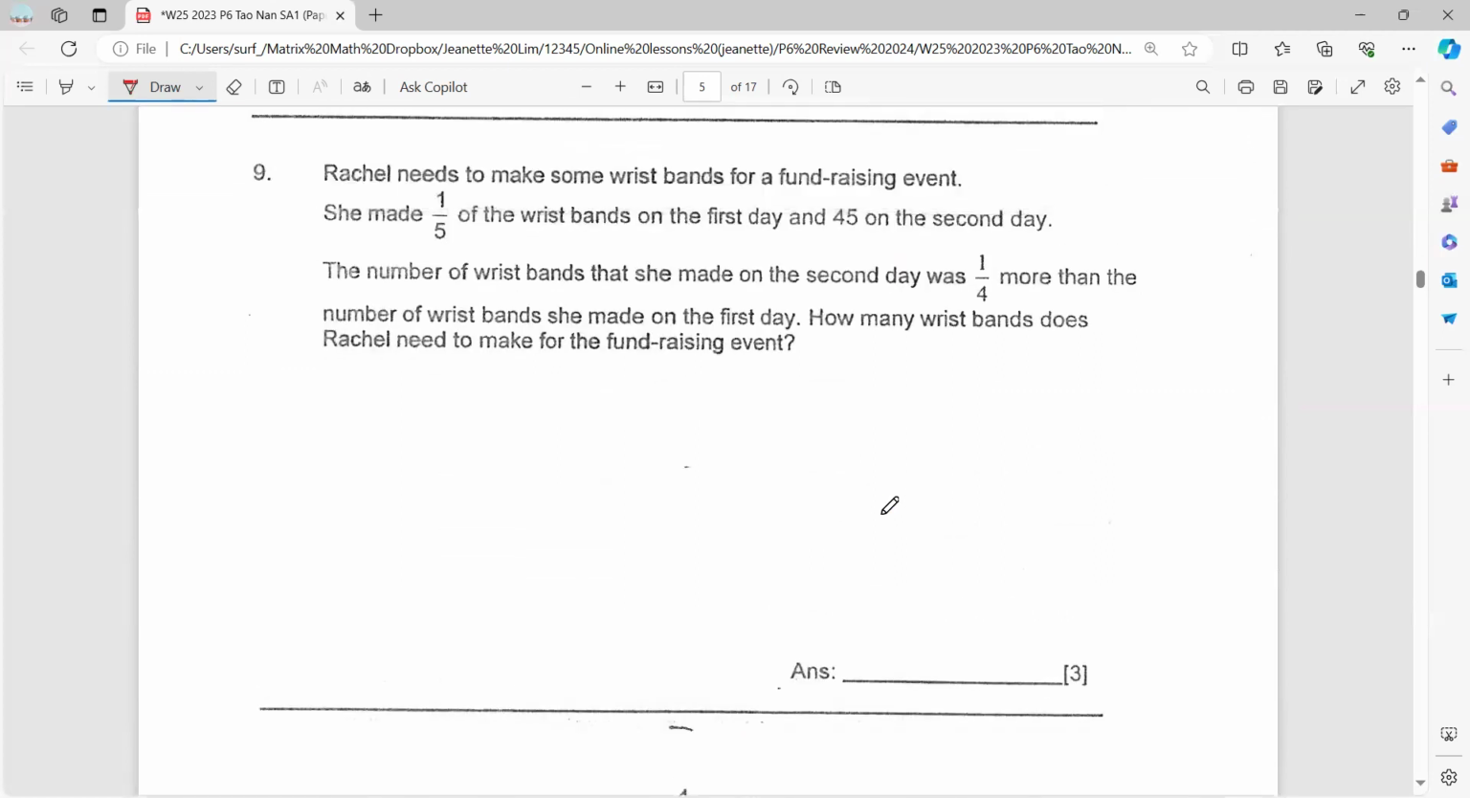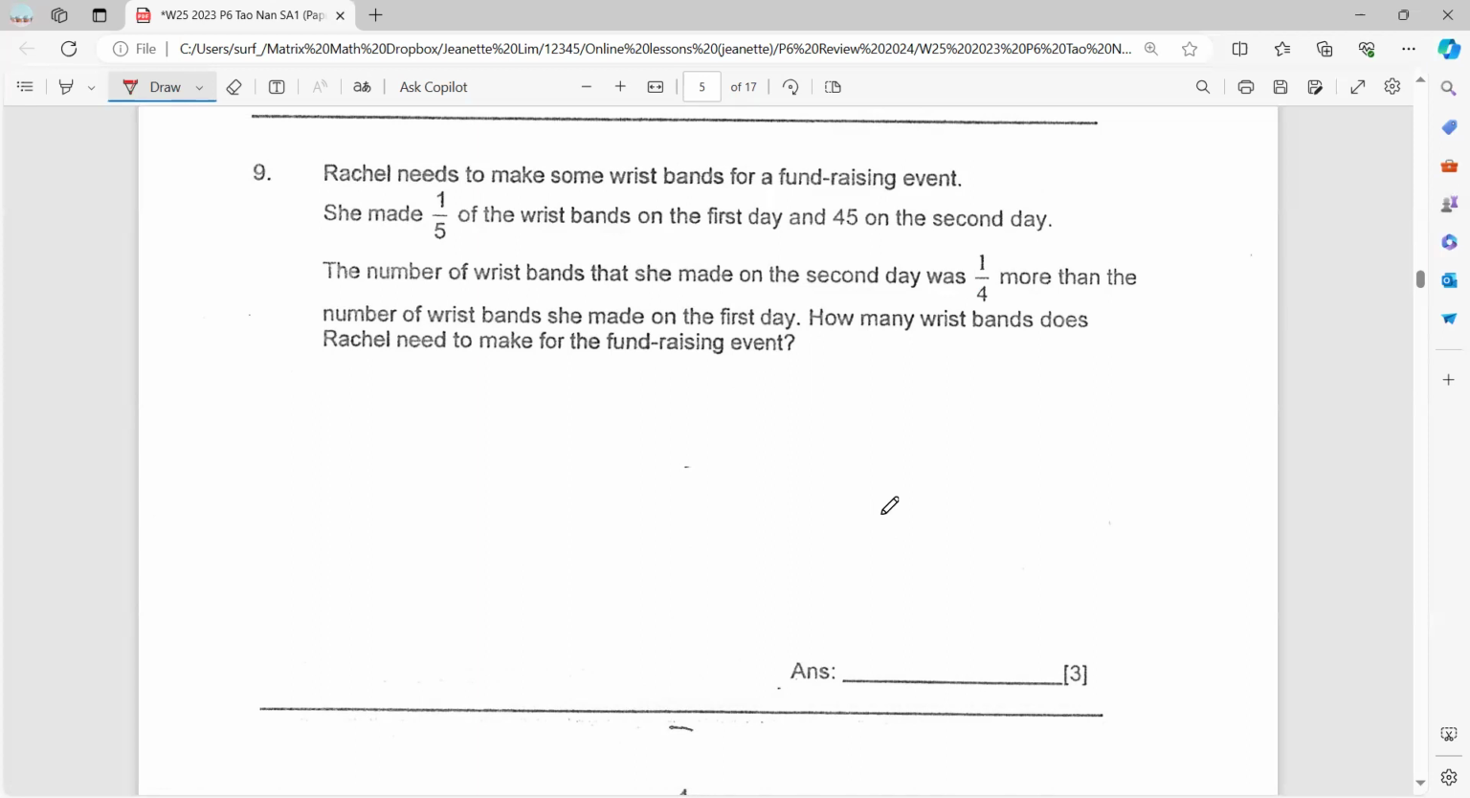Question 9. Rachel needs to make some wristbands for a fundraising event. She made 1/5 of the wristbands on the first day and 45 on the second day. The number of wristbands that she made on the second day was 1/4 more than the number of wristbands she made on the first day. How many wristbands does she need to make for the fundraising event?